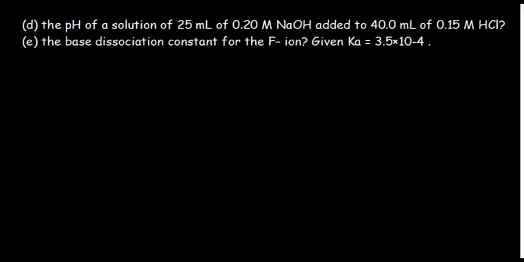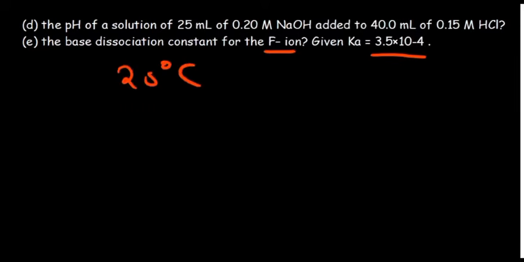Part E of question 6 asks for the base dissociation constant for the fluoride ion, given that the value of Ka is basically equal to that. So what we have is a base dissociating. The assumption is that this base is dissociating at standard room temperature, 25 degrees Celsius.